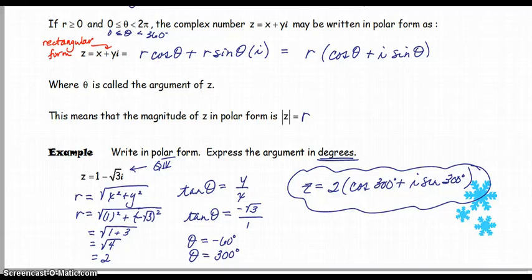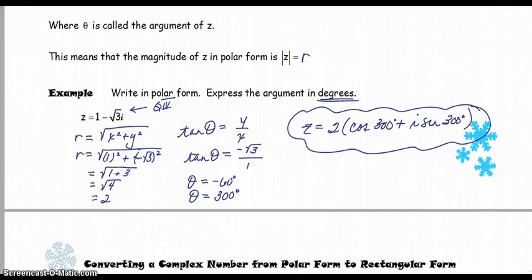So we find that r is equal to 2. Now to find theta, we're going to use a tangent function. The tangent of theta would be negative square root 3 over 1, so that gives theta a value of negative 60 degrees. But keep in mind there's a restriction on theta. Theta has to be between 0 and 360, so we're going to have to convert that negative 60 to 300 degrees. So when we write our answer in polar form, z is equal to 2 times the quantity of cosine 300 plus i sine 300.